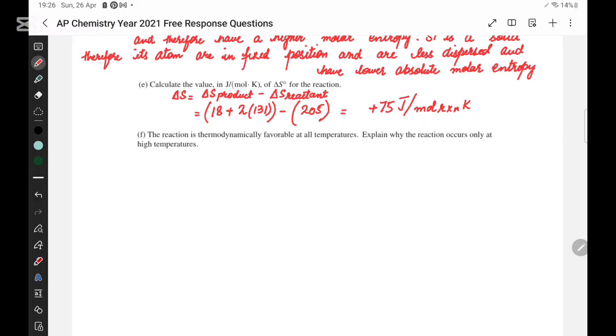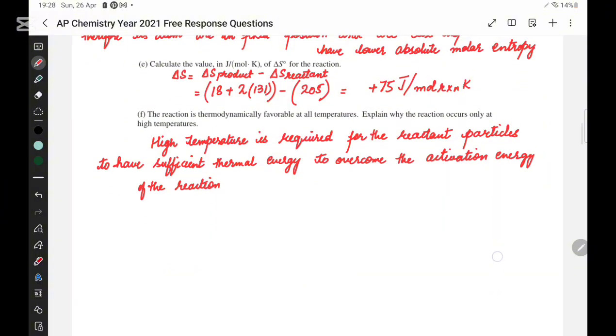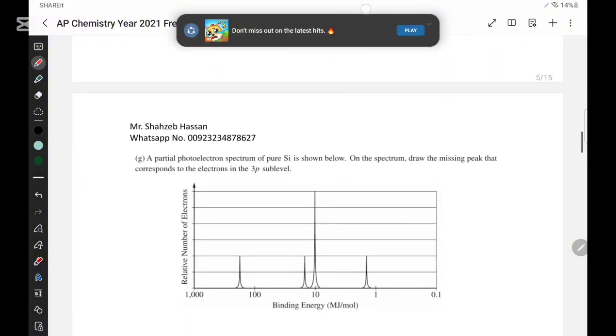So how am I going to write it? This is the right explanation: high temperature is required for the reactant particles to have sufficient thermal energy to overcome the activation energy of the reaction.